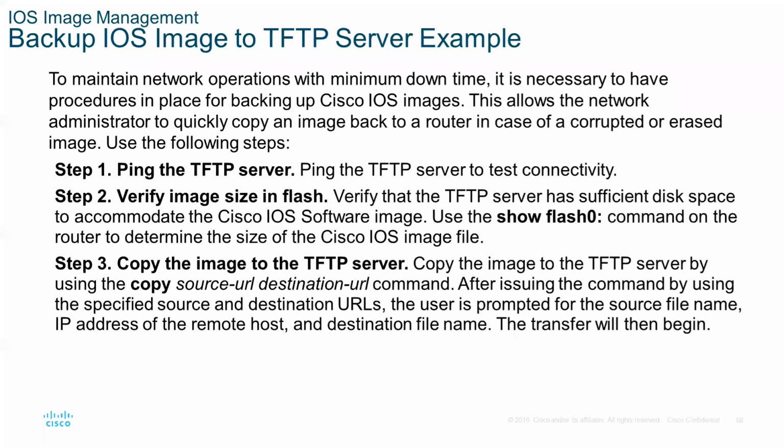Copy the image to the TFTP server. So again, you're using the same copy command from the source to the destination. So we're copying from flash 0 and then the file name. And guess what? We can cut and paste because we just did a show flash. So we now can copy and paste the image file name from that output into our copy command. Makes life so much easier. And then the file will start to transfer over to the server.